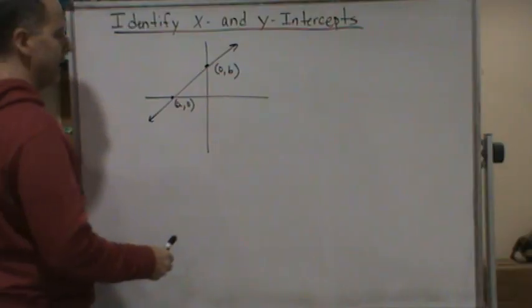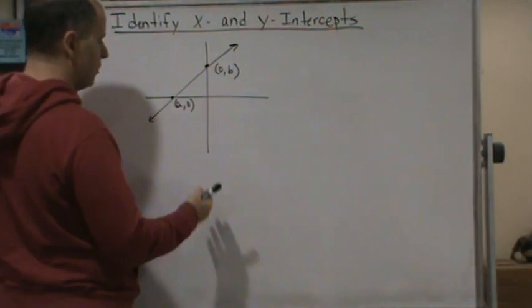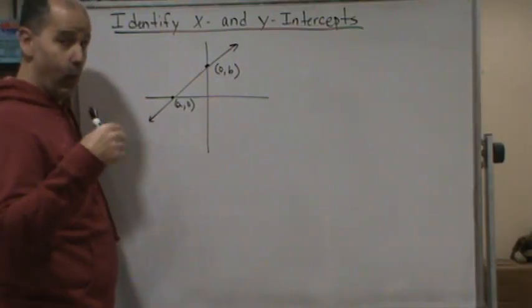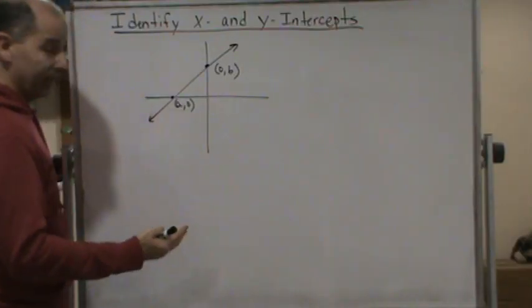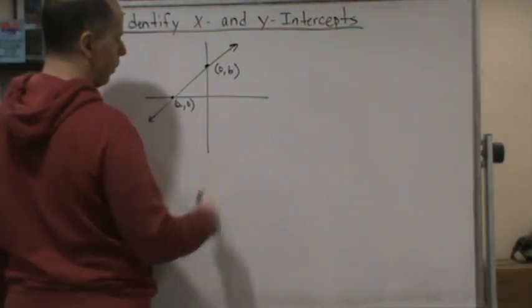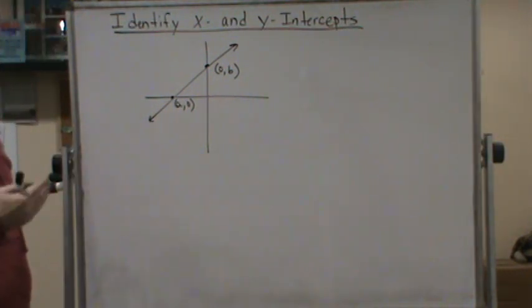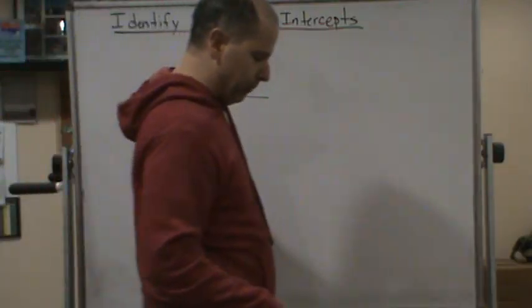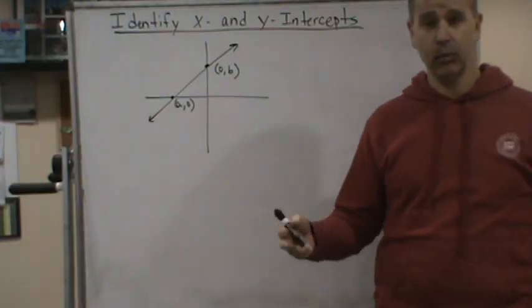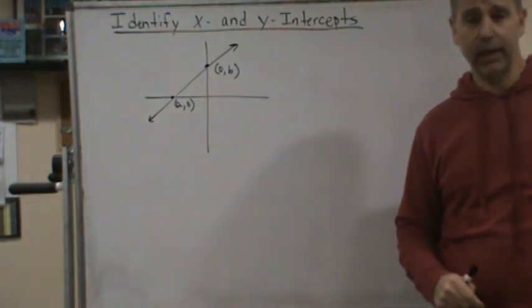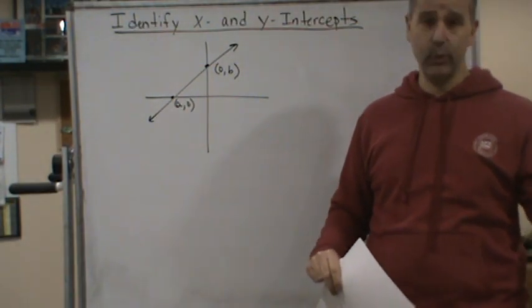Now notice that the x-intercept is where the value of the y-coordinate is 0, and the y-intercept is where the x-coordinate is 0. So we're going to use that to help us find the x and y-intercepts by saying, okay, we want to know what value or values do we get for x when we set y equal to 0, and also what values of y do we get?